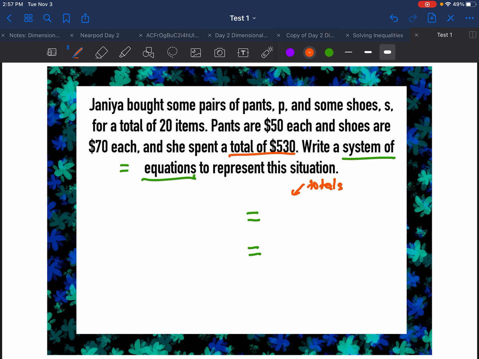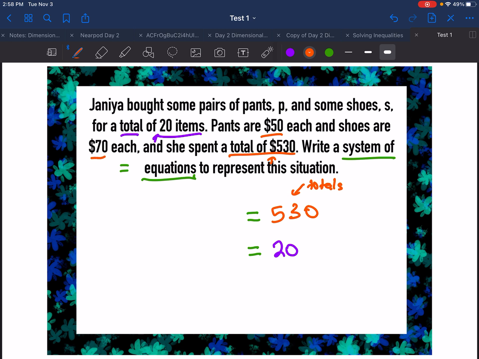Okay, here's one. 530, and I notice that that has a $ sign. Let's see, do I see any other totals? Oh, I totally do. Total of 20 items. So 20. I notice that 20 does not have a $ sign. So now I'm going to start filling my orange equation in, which involved my $ sign. So that's a good hint that every number with a $ sign should go in that equation.